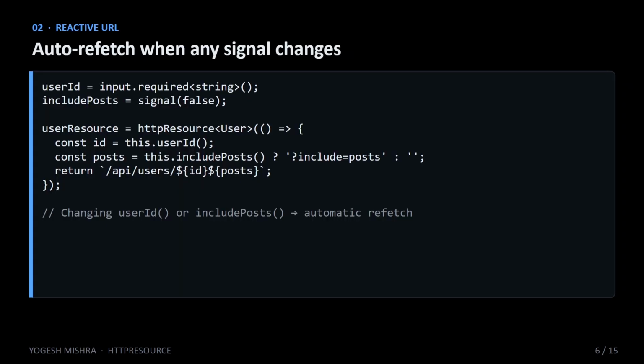Reactive URL, this is the real superpower of httpResource. The first argument is a function, not a static string. What happens here? Angular tracks every signal you read inside this function. When userId changes, the resource automatically refetches. When includePosts changes, the resource automatically refetches. You don't write any effect. You don't call reload manually for these cases. This is why httpResource feels so clean. Route params, search boxes, filters, toggle switches that change the query.